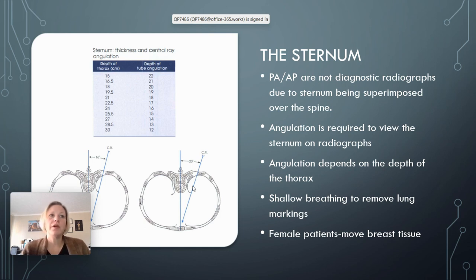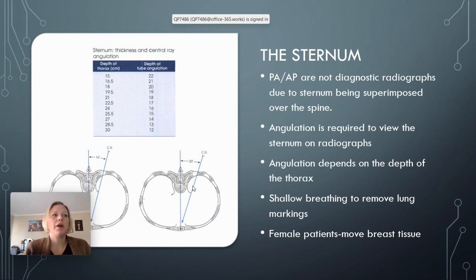To separate the vertebra and the sternum, it is necessary to either rotate the body to a prone position or angle the central ray medially. The exact degree will depend on the depth of the chest, with a deep chest requiring less angulation than a shallow chest. Few problems are generally involved with obtaining a lateral position projection.